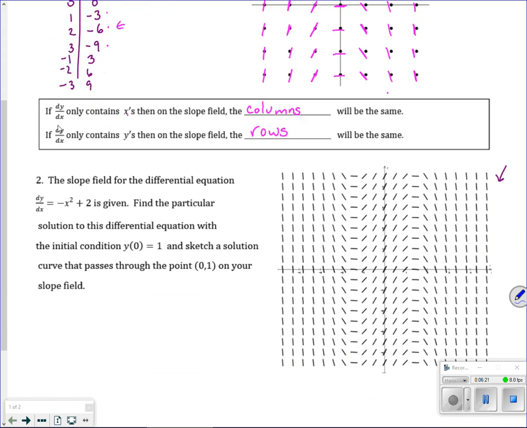Okay, it says the slope field of the differential equation. So again, that derivative is given. Do you notice how all the columns are the same? Because your slope only has x's in it, so that should make sense. It says find the particular solution to this differential equation with the initial condition y of 0 is 1 and sketch the solution curve that passes through your point.